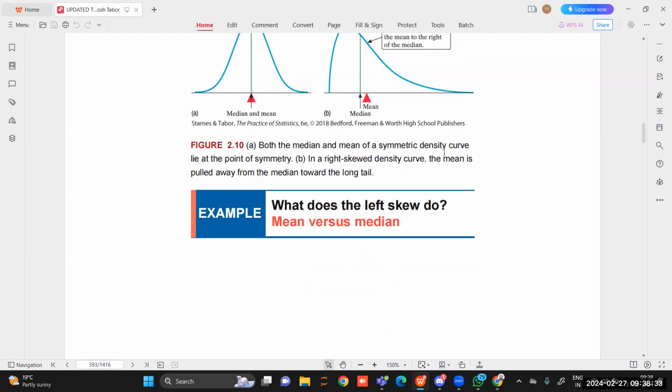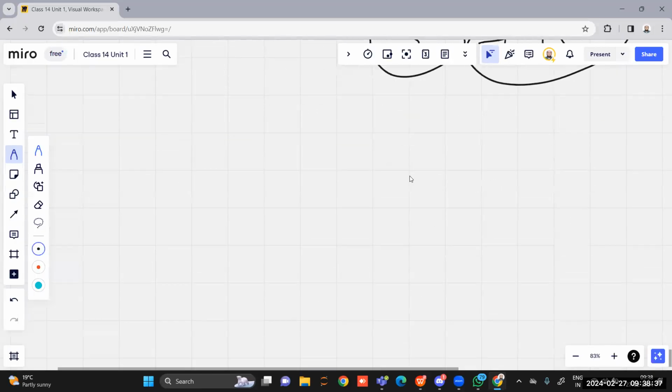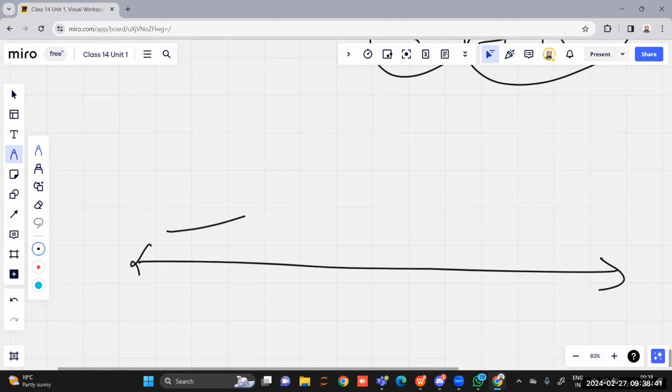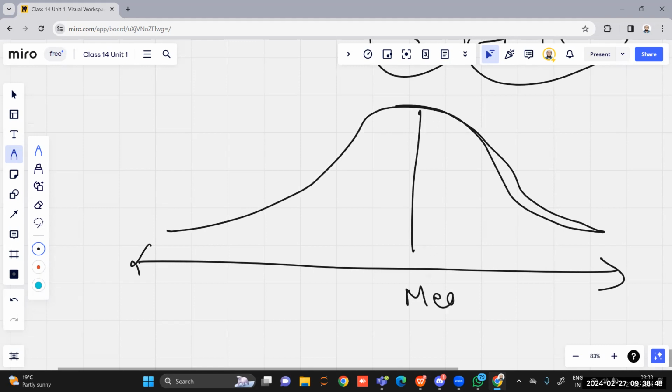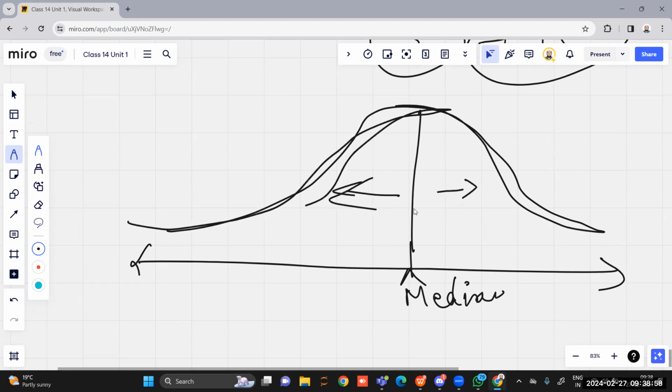What does the left skew do? Now, mean versus median. I'll show you that also. We have discussed this earlier; that's the reason I teach things earlier. For example, this is the median. Where will the mean be, as it is left skewed? Will it be to the left of the median or to the right of the median?